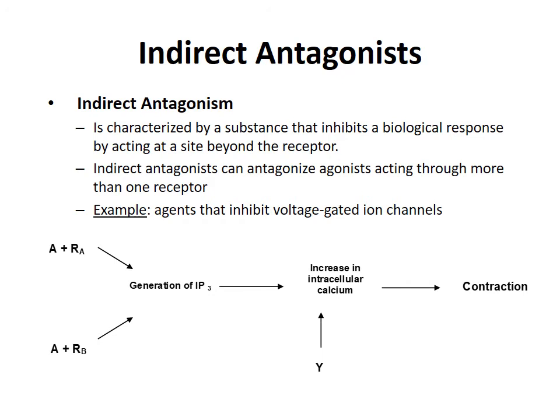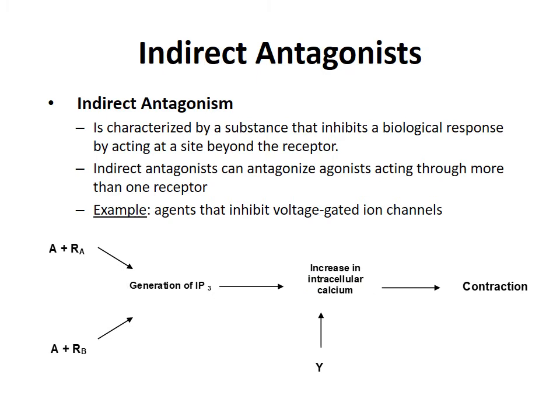Indirect antagonism means you will block the effects of a receptor, not by binding to the receptor, but by inhibiting something that happens after the receptor is activated. Imagine agonist with receptor A, agonist with receptor B. I'm showing you that two different receptors might produce the same biological response, in this case generation of inositol triphosphate, which would normally increase calcium channel activity.